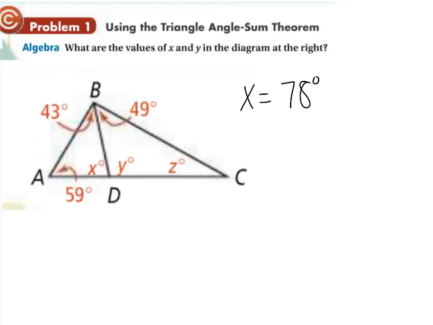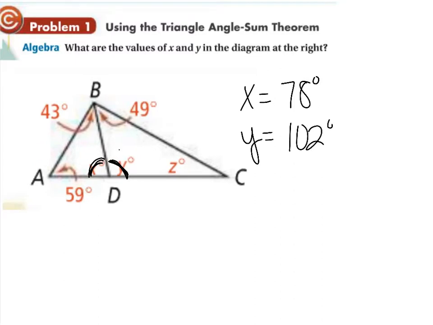Now, if this is 78 degrees, do you figure you could figure this angle out right here? Because what type of angles are those? They're a linear pair, and a linear pair are supplementary. So y would equal whatever 180 minus 78 is. That's 102. Okay, 102 degrees.